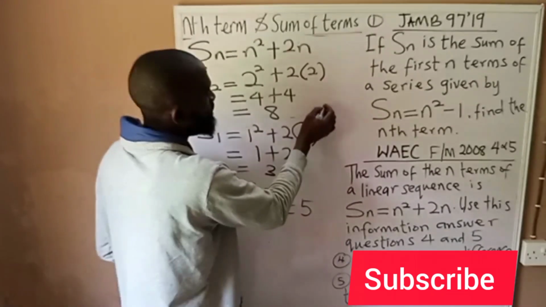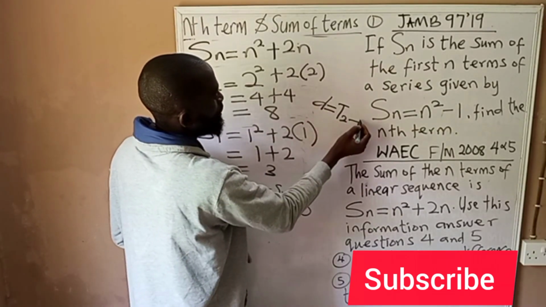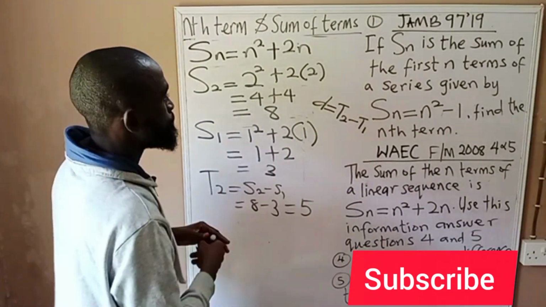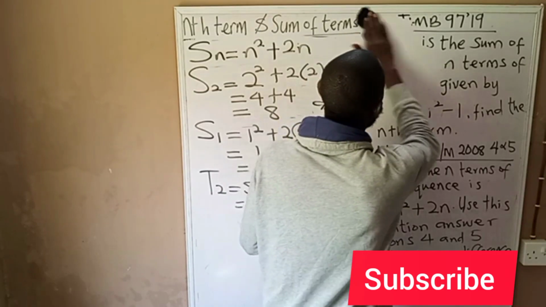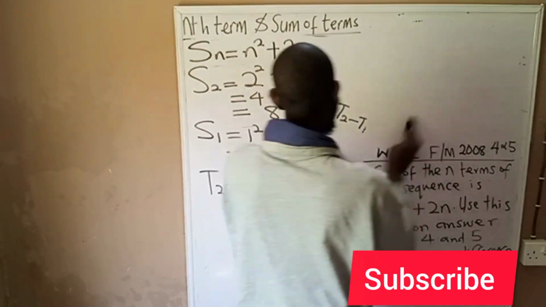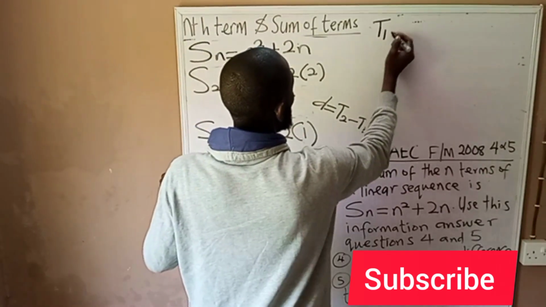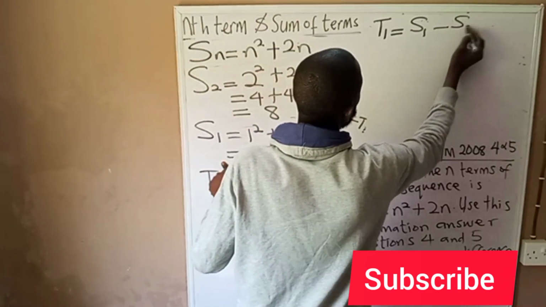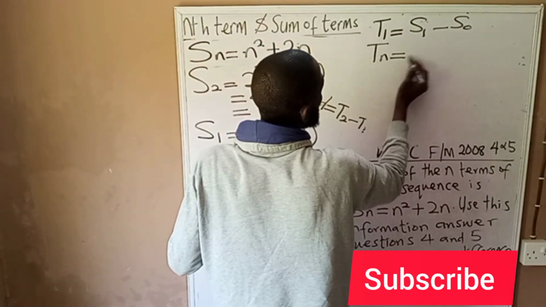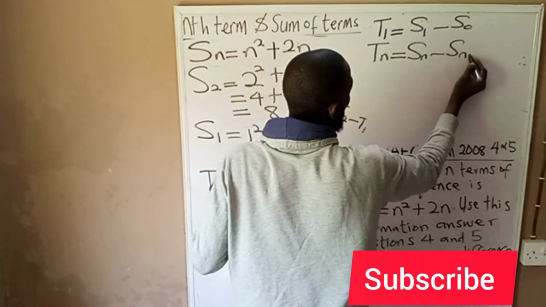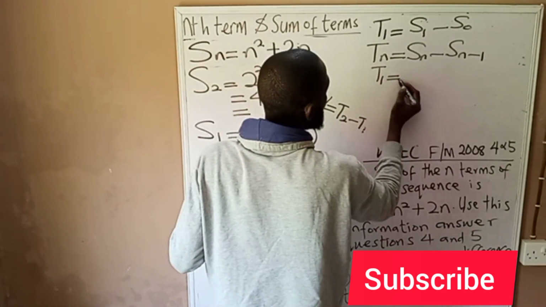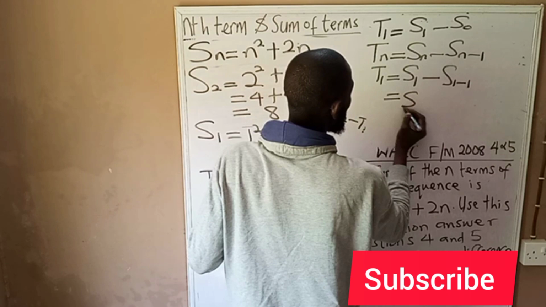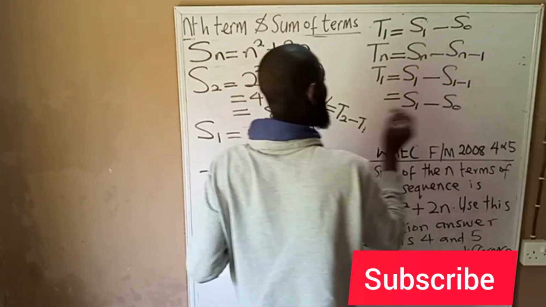Because you know that for our common difference, the formula is T2 minus T1. So we've gotten our T2. Let us get our T1. Using the same formula, T1 will be equal to S1 minus S0. How do I get this? You know we said our Tn is always equal to Sn minus Sn minus 1. So T1 will be equal to S1 minus S1 minus 1, which is S1 minus S0.